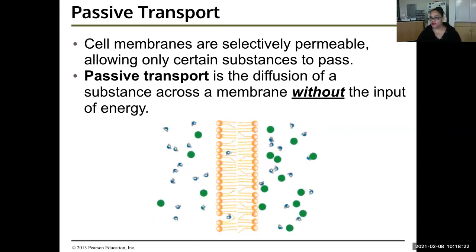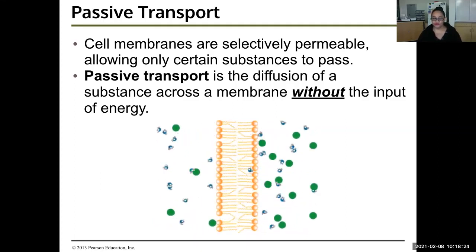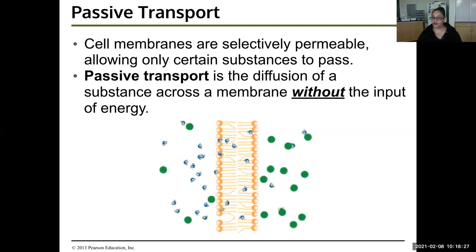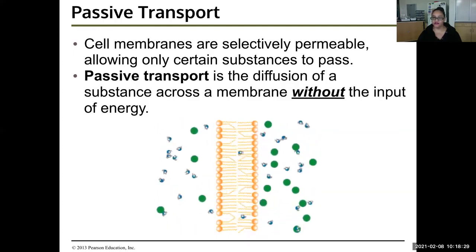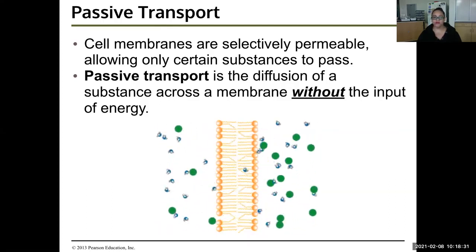But the green molecules, whatever they are, they're too big. If we need green molecules to get in or out of our cell, that's when the transport proteins come in.